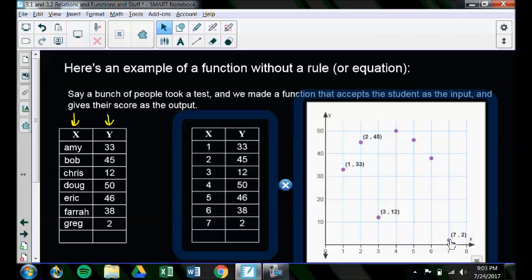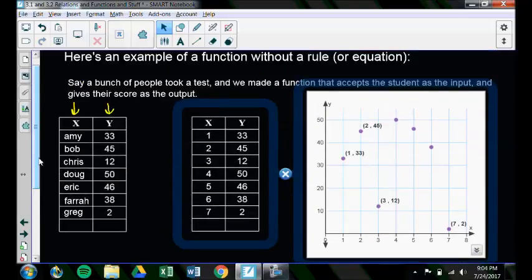Well, still, there's no equation here. Like, I couldn't just tell you number 3 and you could tell me their score, because the student ID number doesn't dictate how well they did on the test. So there's no equation I can make out of this, but I can still make a function where each input is going to only one output. So that's a function. Each input goes to only one output. I can't stress that enough.